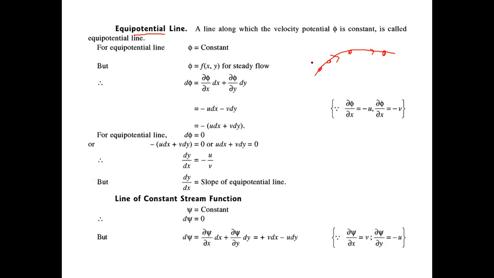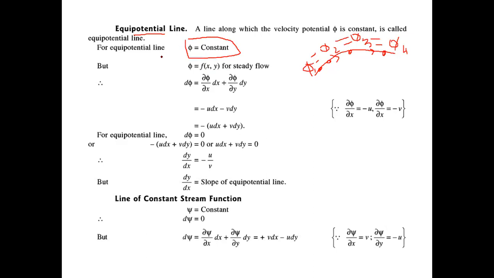That means if particle 1 has potential function phi 1, particle 2 has phi 2, and similarly phi 3 and phi 4, then phi 1 is equal to phi 2, which is equal to phi 3, which is equal to phi 4. So all the particles have the same potential function, and it's a case of an equipotential line. For an equipotential line, I can say phi is constant. Phi is not changing.